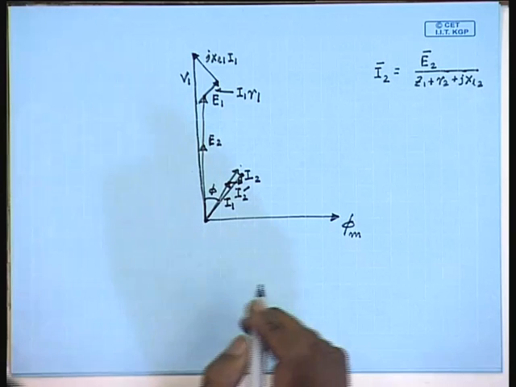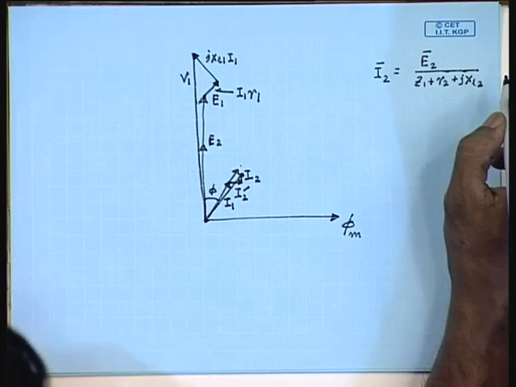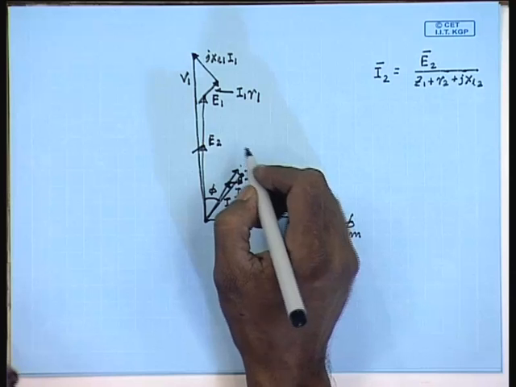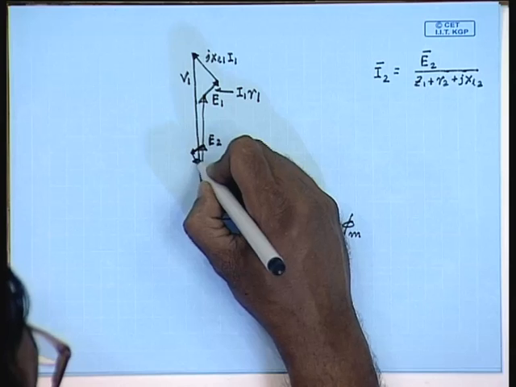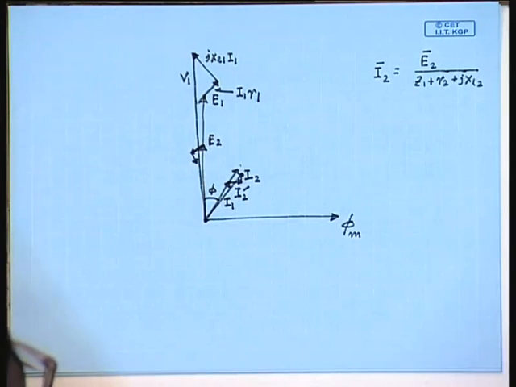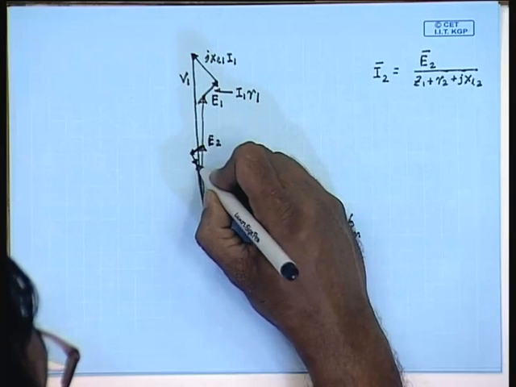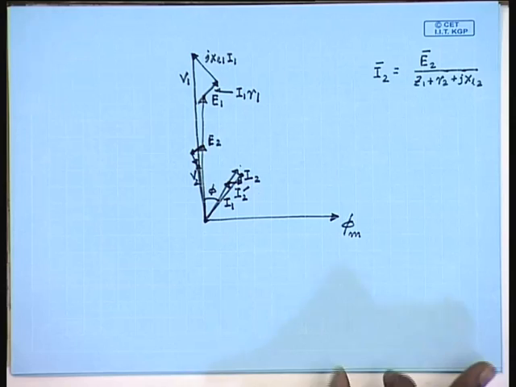Similarly, phasor V2 can be obtained from the second equation, it is E2 minus I2 R2 minus j XL2 I2, which can be used for solving any problem related to single phase transformer.